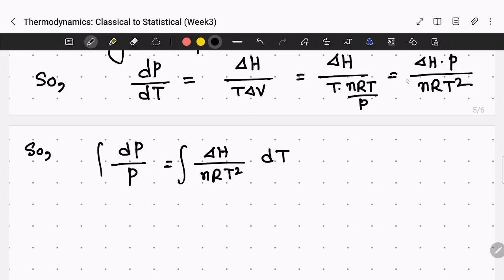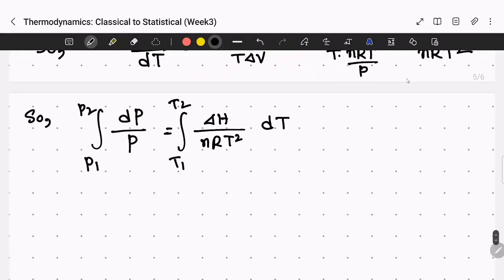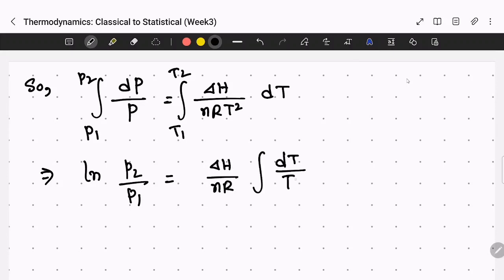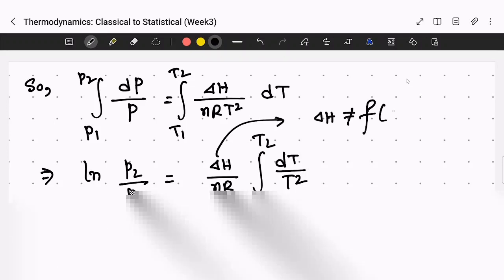Now you can integrate from T1 to T2 and P1 to P2. If you integrate, it will be ln P2 by P1 equals del H by nR times the integral of dT by T square. Here we are considering del H is not a function of temperature.